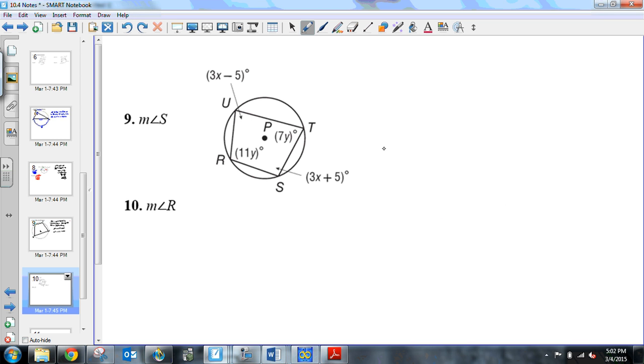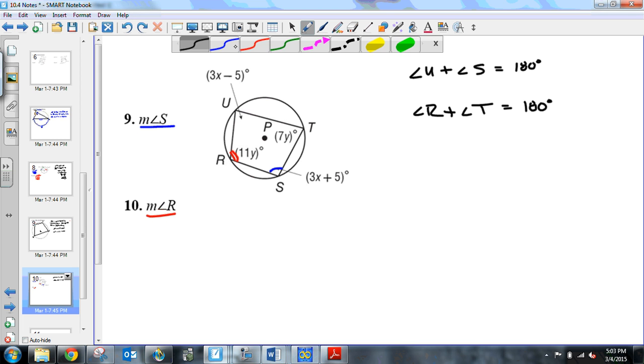And let's look at this last practice problem. In number 9, it wants us to find the measure of angle S. In number 10, it wants us to find the measure of angle R, which is this one. Because this is an inscribed quadrilateral, I know that angle U plus angle S added together give me 180 degrees. I also know that angle R plus angle T added together give me 180 degrees as well. So I can set up an equation, solve for X, and plug it back in. I can set up an equation, solve for Y, and plug that back in. So let's go ahead and do that.